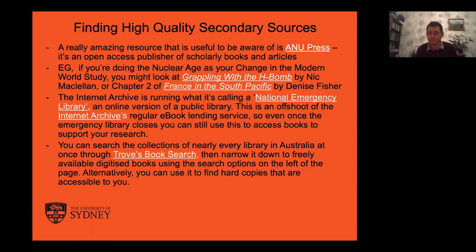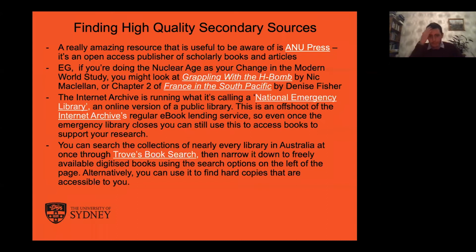There's also something which you might have come across called the Internet Archive, which runs an ebook lending service. So it's basically a digital version of a public library. And because of the closure of public libraries at the moment, they're running what they're calling the National Emergency Library, which has got rid of all waiting lists to access sources. So if you're trying to get hold of good books on any sort of topics, they've got about 1.5 million books available for you to borrow as an ebook.